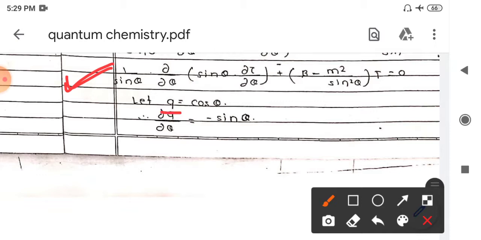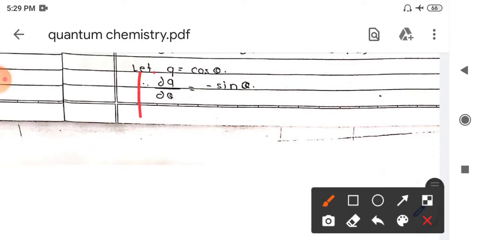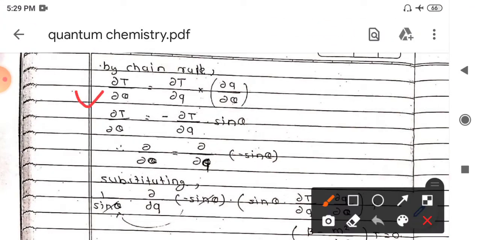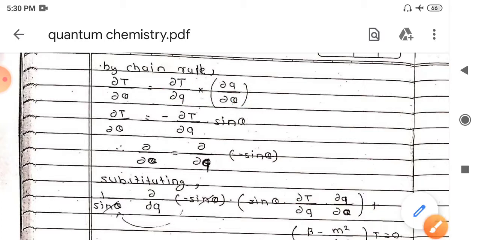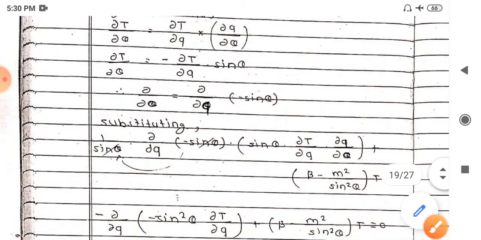Let us suppose that we have an arbitrary variable q, and it is equal to cos theta. So what is dq upon d theta? dq upon d theta is minus sin theta. By using the chain rule, we can say that dt upon d theta should be equal to dt upon dq into dq upon d theta. We know the value of dq upon d theta, that is minus sin theta. So minus sin theta is taken here.